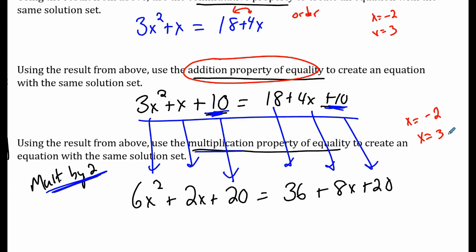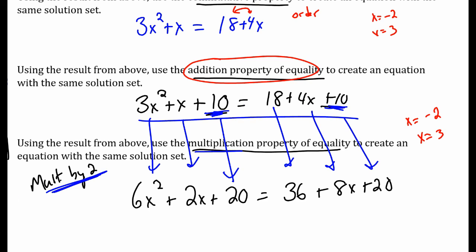So basically, we talked about what it means to be a solution. A solution is something you can plug in, and hopefully you get a true statement on both sides. That's what makes something a solution to an equation. Equations have equal signs. It is a pet peeve of mine when you call things that aren't equations, like expressions, equations. Please use the correct vocabulary.